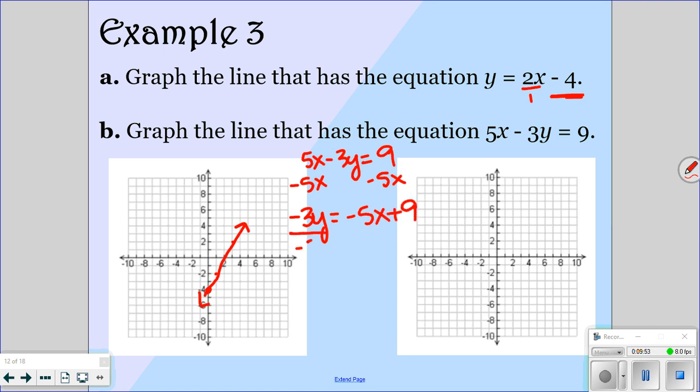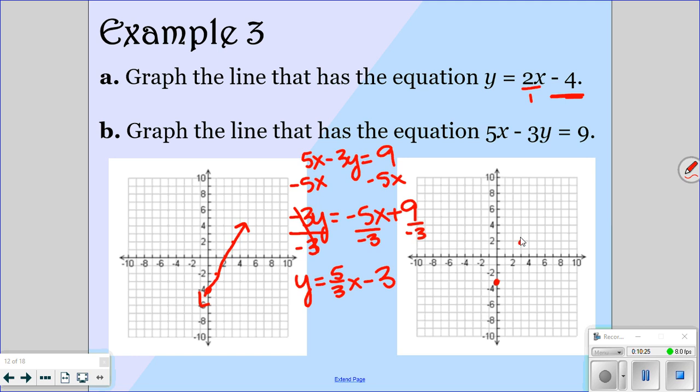And then you're going to divide by -3. So that's going to give you y equals positive 5 over 3x minus 3. So from there, we're going to go to our y-intercept, which is negative 3. The slope is positive again, so we're going to go up 5 and to the right 3.